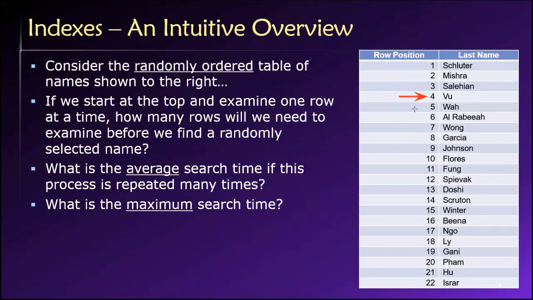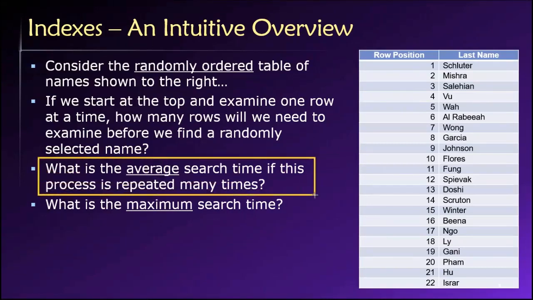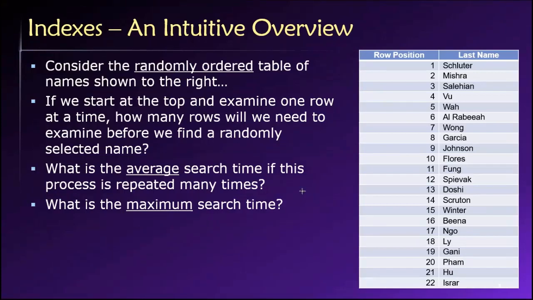Now, with these concepts in mind, let's take a look at some of these questions over here on the left side of the slide. With this notion of just having to look through the rows to find what we want, if we did this over and over again, picking a name at random and searching for it, what would the average search time be? Well, the average search time would be the number of rows in the table over 2, right? Because on average, that's what it will take to find what we want.